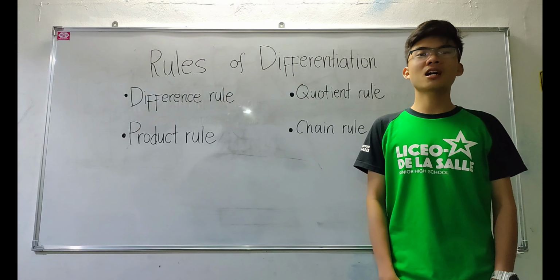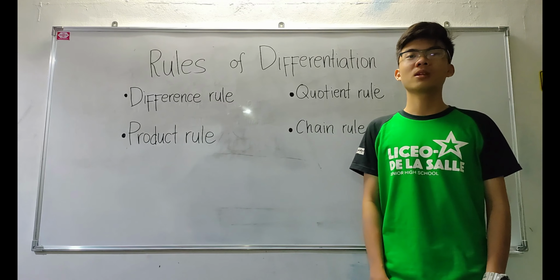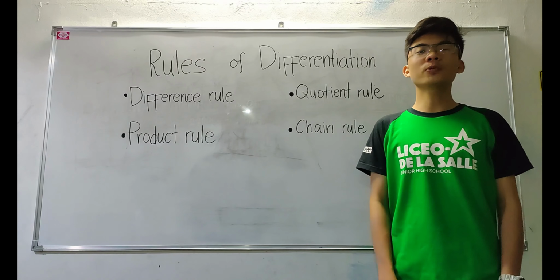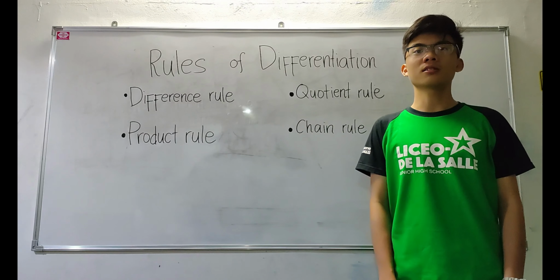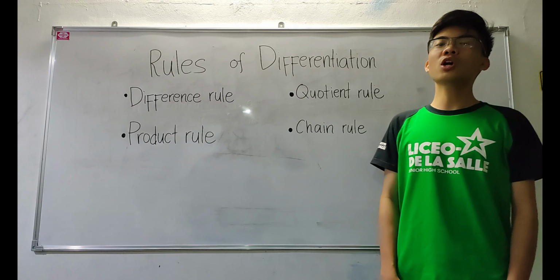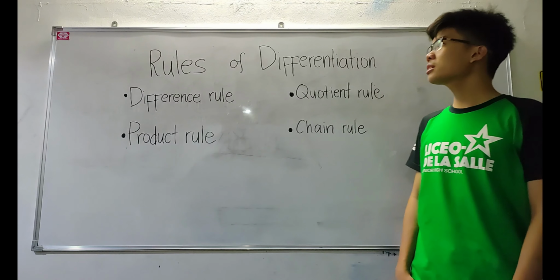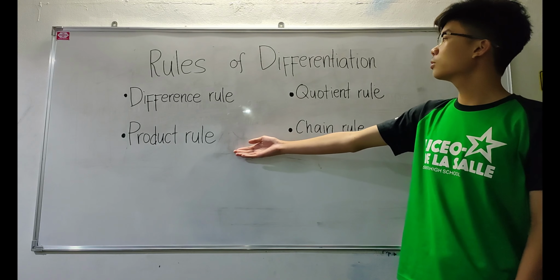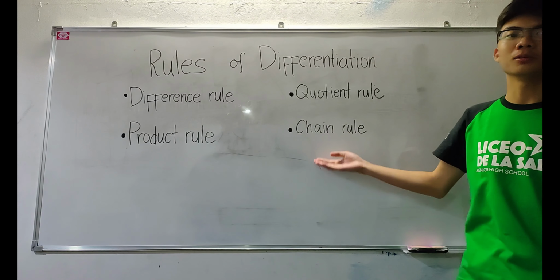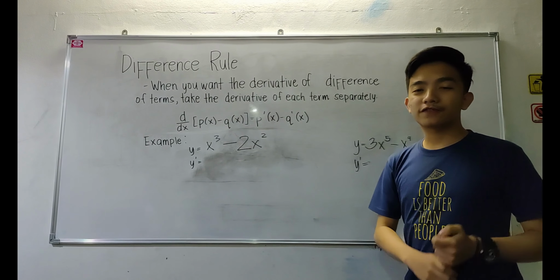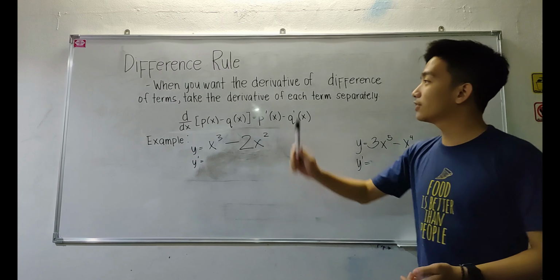Now let us move on to discuss some rules of differentiation. These rules are simply formulas that instruct learners how to compute derivatives depending on the functions. There are a lot of rules, but we're going to discuss 4 rules. First is the difference rule, the product rule, the quotient rule, and the chain rule. So, the first rule that we are going to discuss is the difference rule.